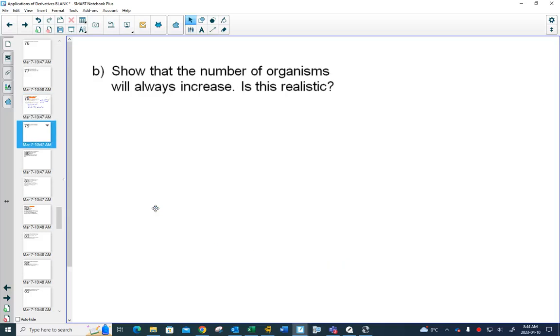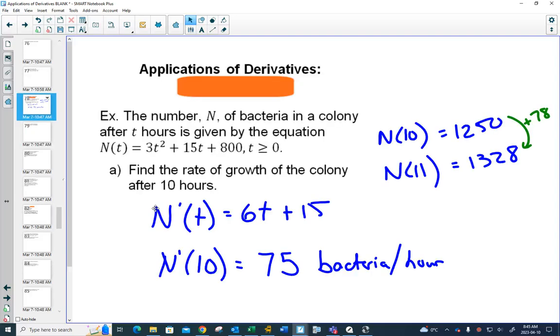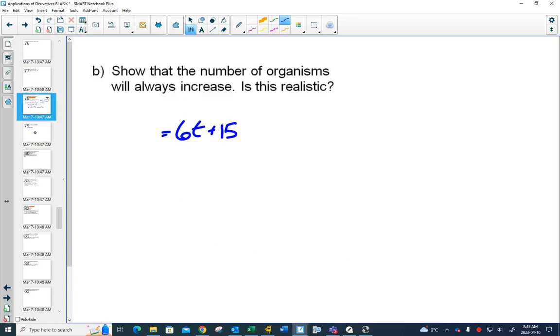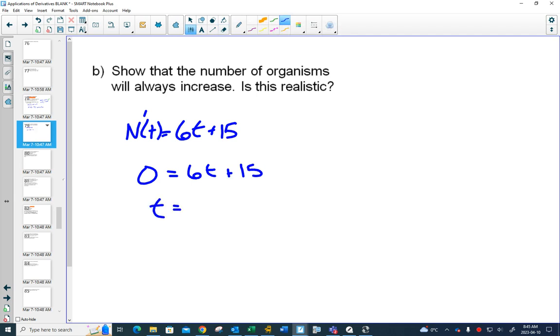Show that the number of organisms will always be increasing. So if we look at our derivative, which was 6t plus 15, I'll write it out again here. And what was our n of 2? There's our derivative, but we set our derivative equal to 0.